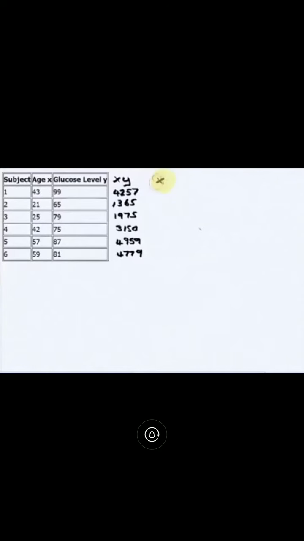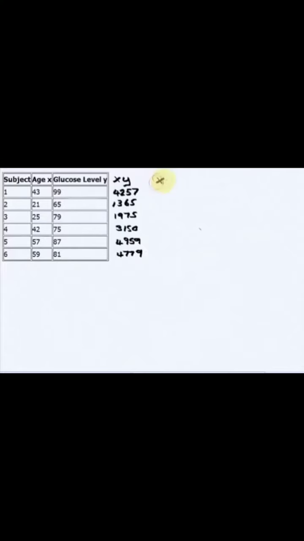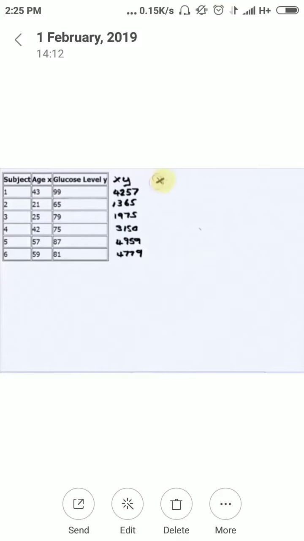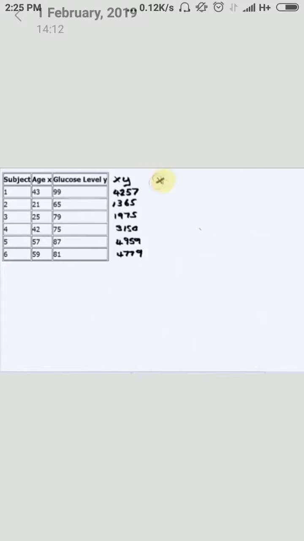Now how will we find the Pearson correlation coefficient, or product moment correlation coefficient? The first step is we'll multiply the X and Y values, and after multiplying we'll get all this data respectively, as I have already written here. It's 42, 57, 1365, 1975 and so on. It's the product of X and Y values.